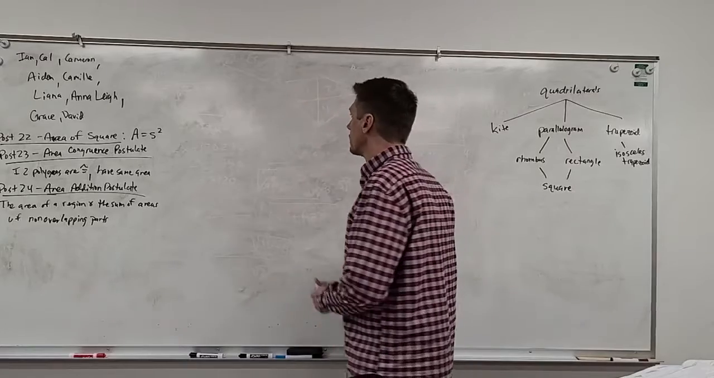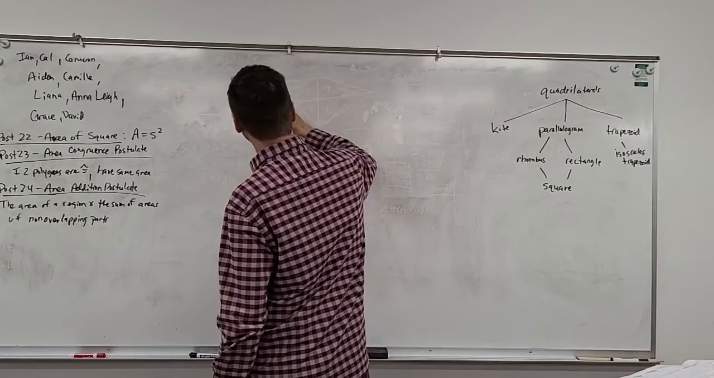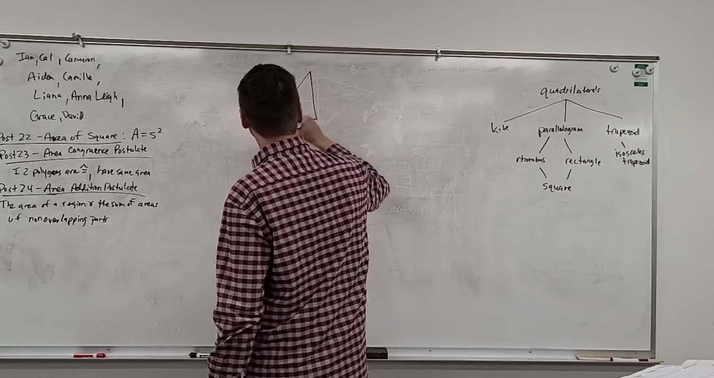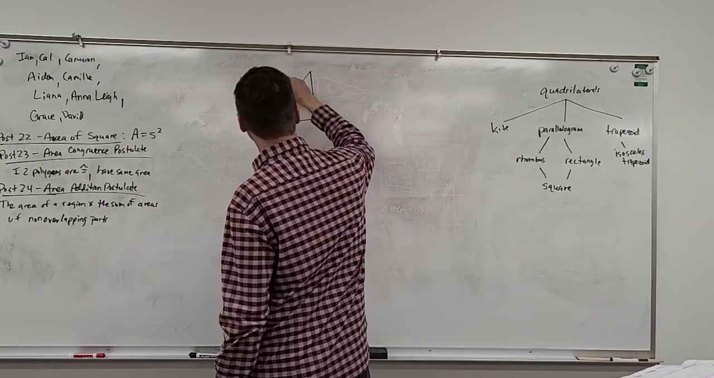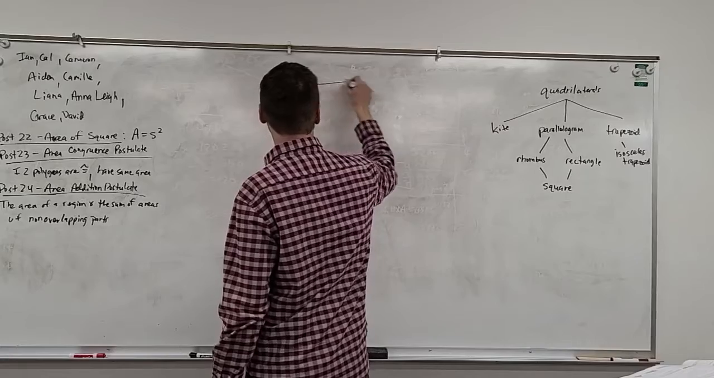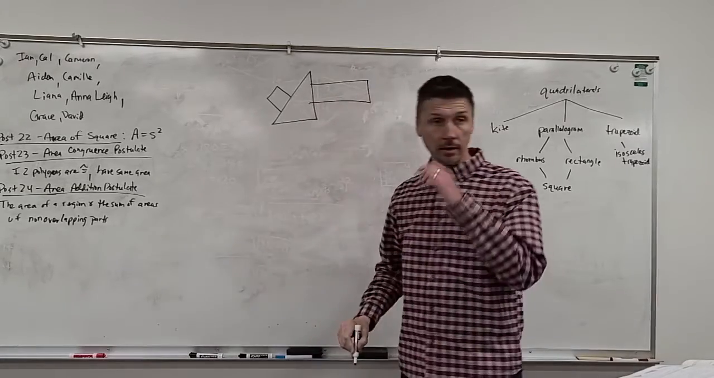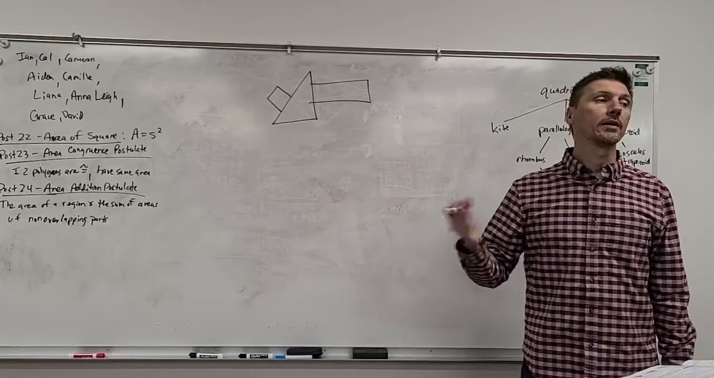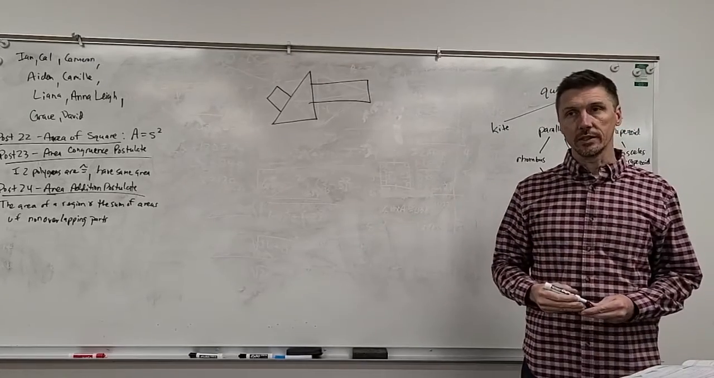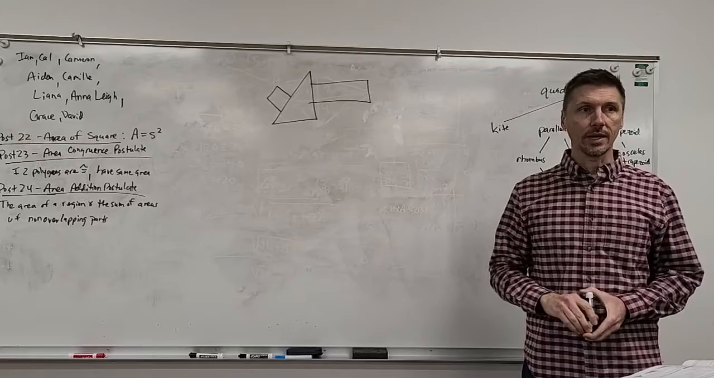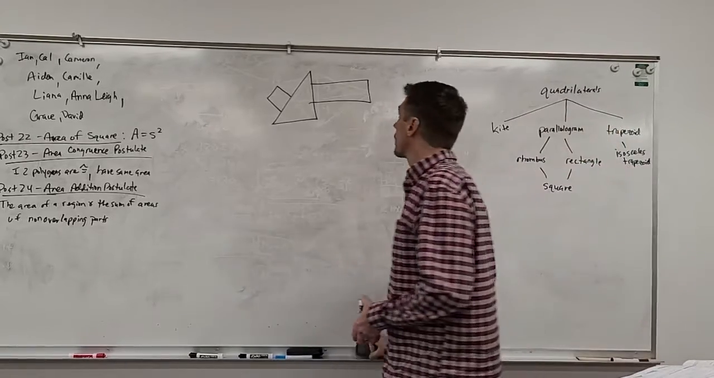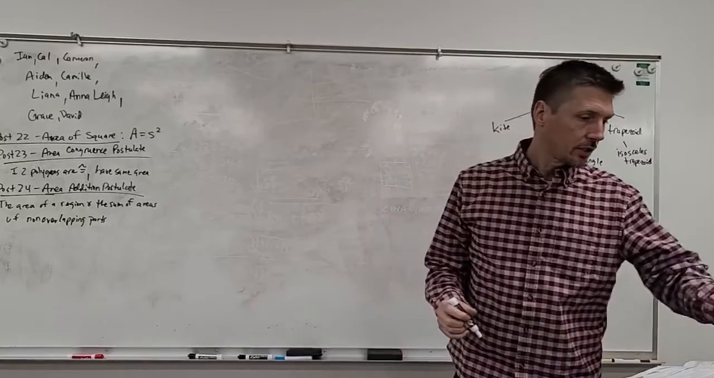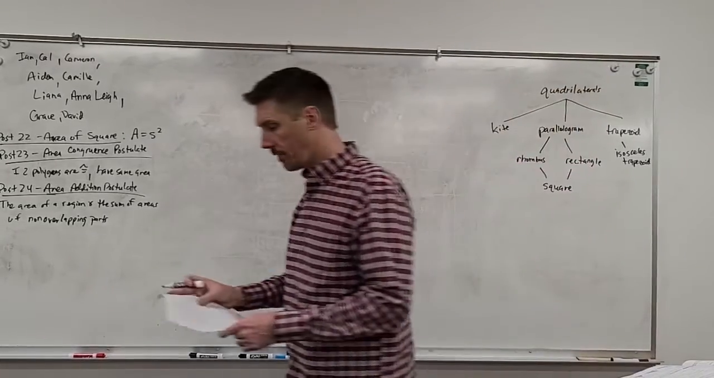entire figure. So if we had a figure that looked like this, and then over here we had a little square off of that, and maybe a rectangle off of that, and we know the area of a rectangle, the area of a square, and the area of a triangle, we could figure out the entire area for the figure, right, by adding all three of those together.